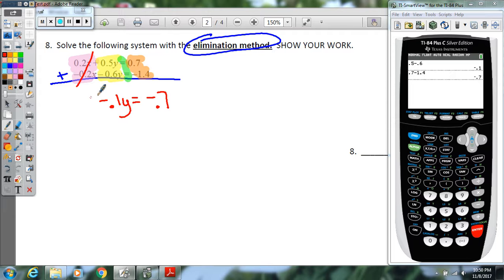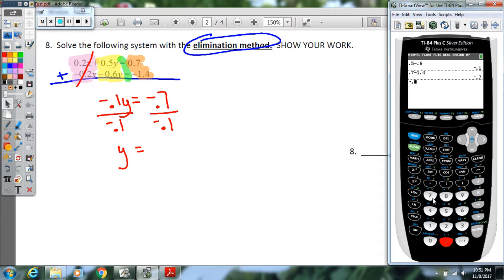Okay, so the magic happened. One of those variables canceled. Now, I've only got one letter left. I can come in and solve it for y. Guys, isn't this negative 0.1 times y? So I'm going to divide by negative 0.1 on both sides. That's going to get me y is equal to, back to this lovely calculator, negative 0.7 divided by negative 0.1 gets me a 7. Okay, so that's good. I now know what my y is equal to.